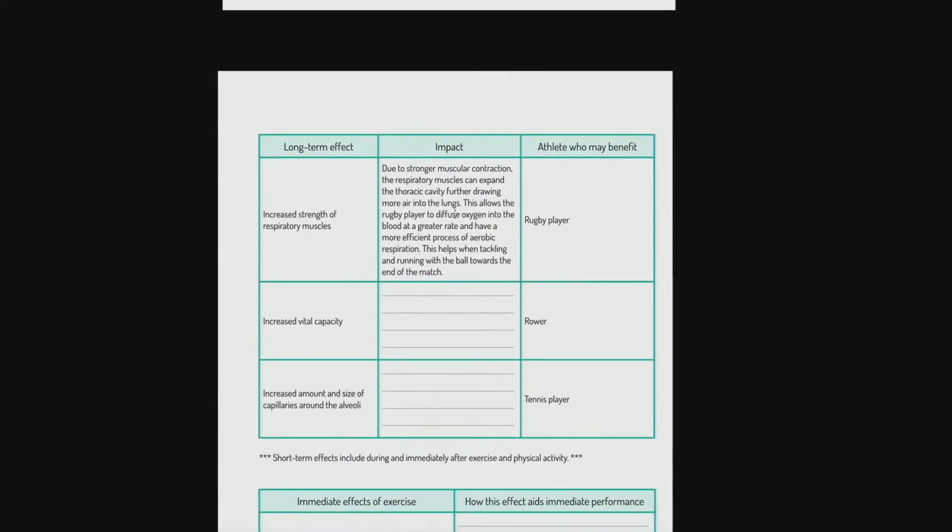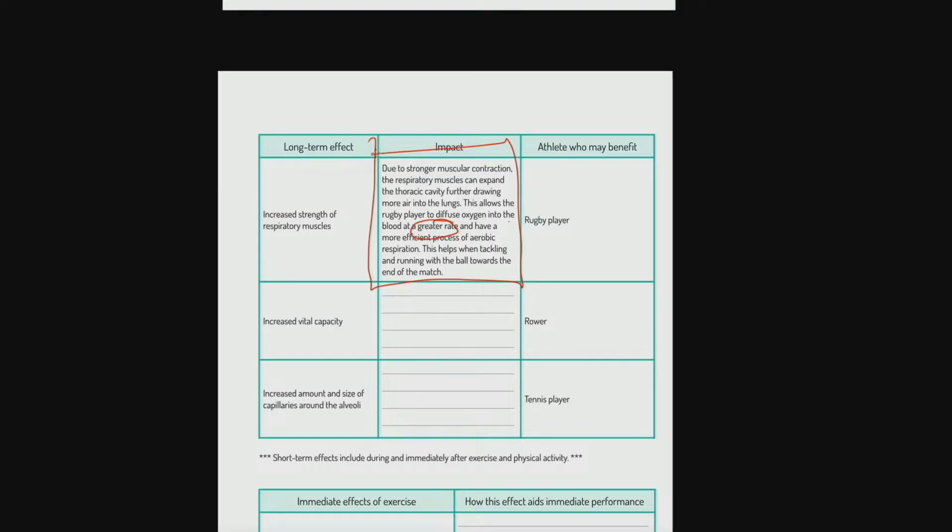Increased strength of respiratory muscles, long-term effect. Due to stronger muscle contractions, the respiratory muscles can expand the thoracic cavity further, drawing more air into the lung. This allows the rugby player to diffuse oxygen into the blood at a greater rate and have a more efficient process of aerobic respiration. This helps when tackling and running with the ball towards the end of the match. Can you see the quality of that example, guys? That is what we want from you, folks. That is what we want from you.